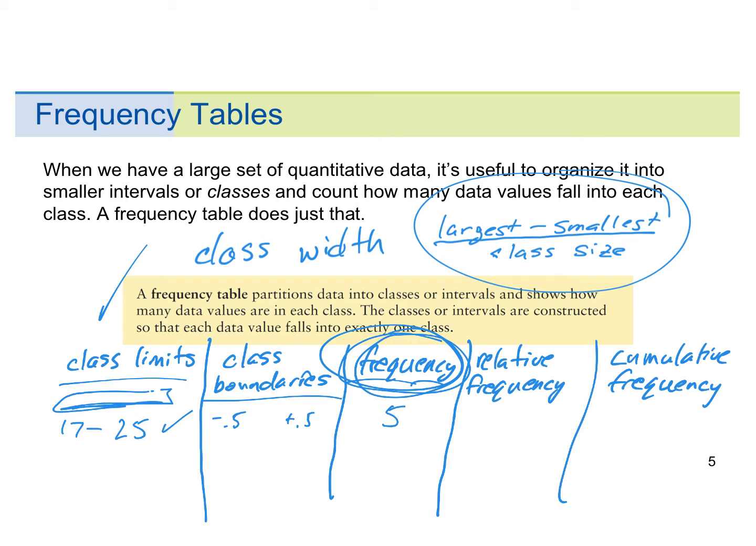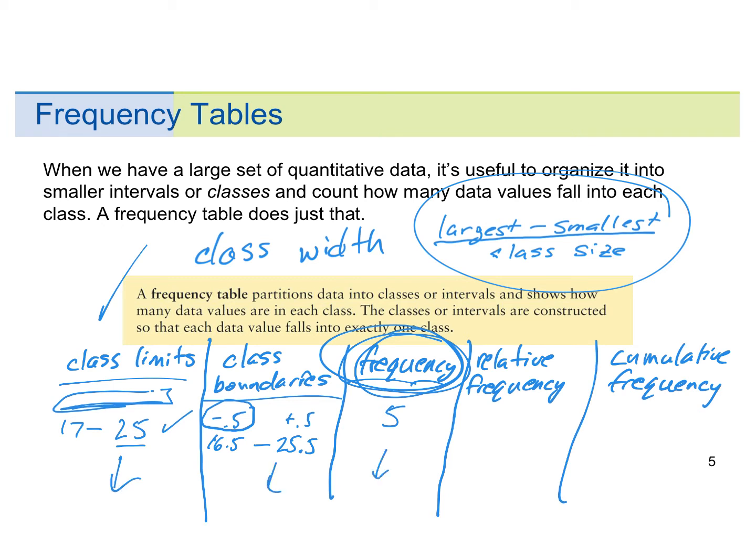Jumping back to class boundaries, if you start with a 17, the class boundary would be 16.5. Why? Because you subtracted 0.5. Since the largest is 25, you add 0.5 and you get 25.5. And you continue this process with all of these.